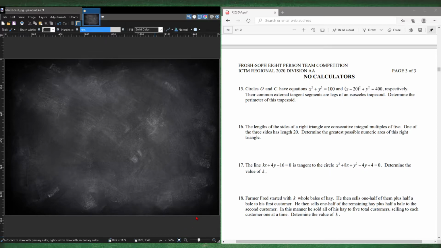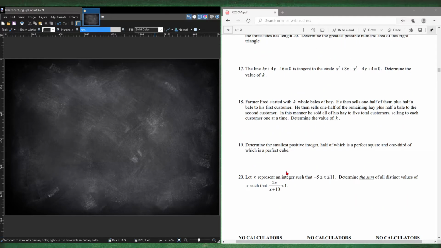Okay, now next one, number 17. The line kx plus 4y minus 16 equals 0 is tangent to the circle x squared plus 8x plus y squared minus 4y plus 4 equals 0. Determine the value of k. So basically, we have a circle. Let's kind of graph this to see what's happening.